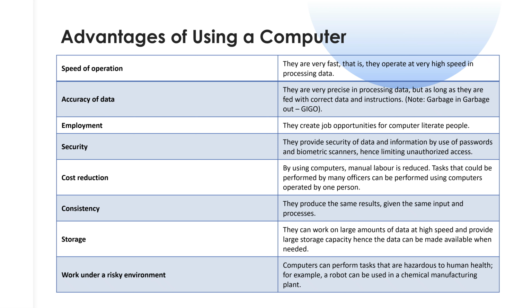Seventh, we have storage. Computers can hold huge amounts of data and retrieve it quickly whenever needed. A single hard drive today can store what used to require rooms full of paper files. And lastly, computers can work in environments hazardous to human health. Robots used in chemical manufacturing plants or drones inspecting damaged structures do jobs that are too dangerous for people to do directly.